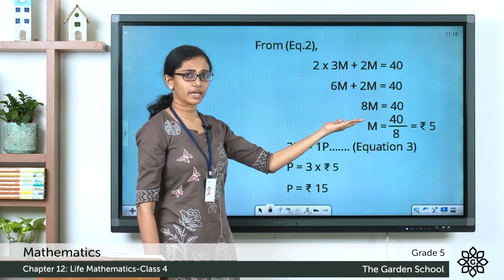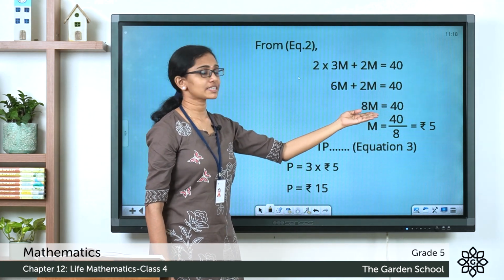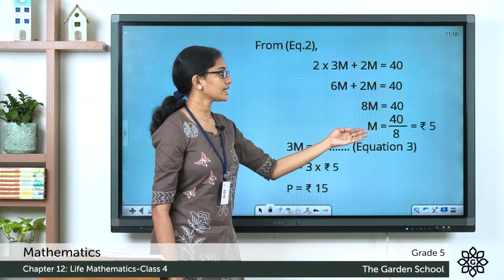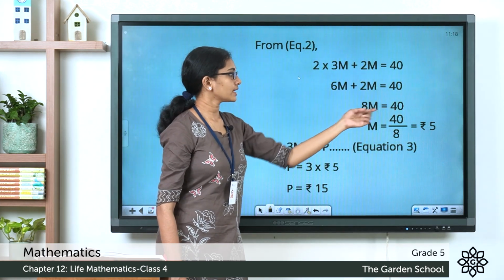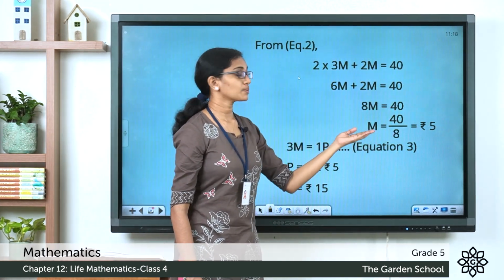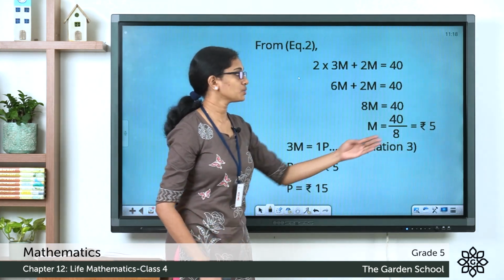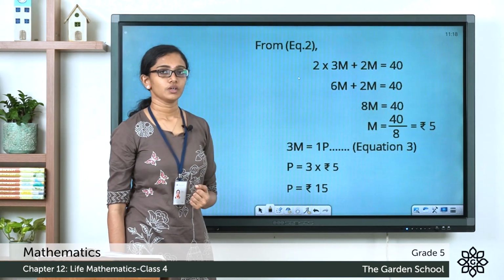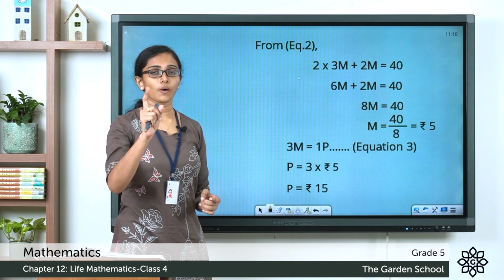6 plus 2 is equal to 8. Hence, 8m is equal to 40, or you can write m is equal to 40 divided by 8. And that is equal to 5. So, the price of 1 mango is equal to 5 rupees. So, there we got the price of 1 mango.